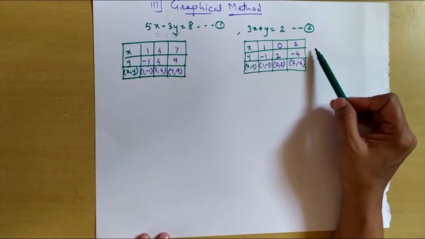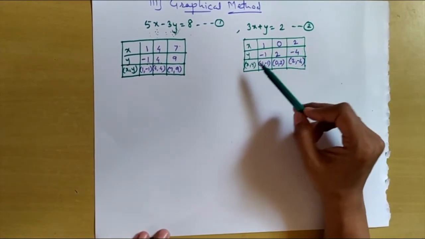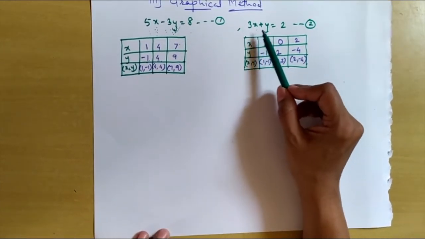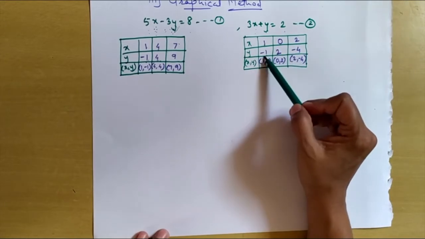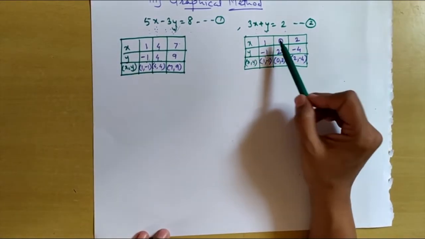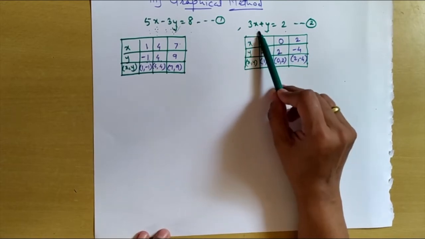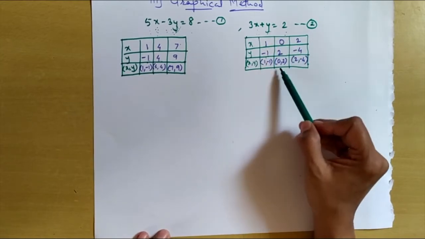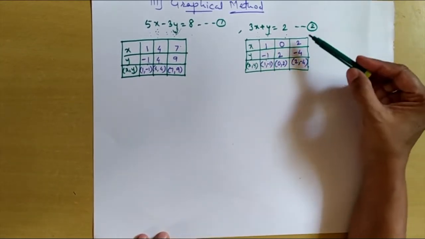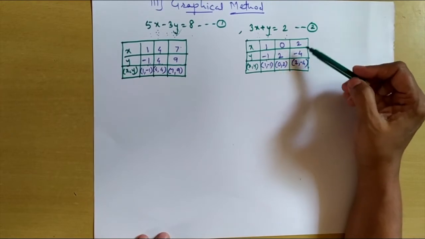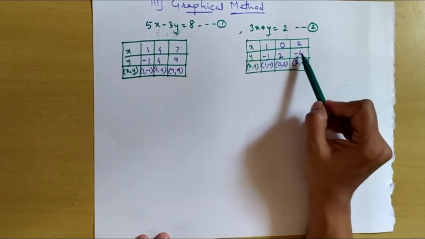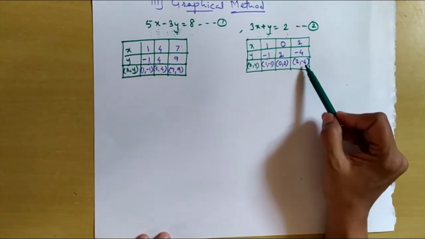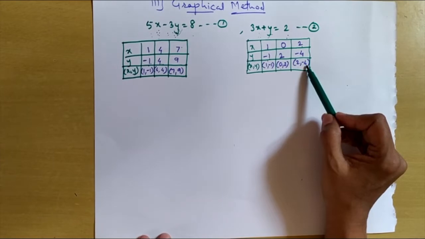Let us move to second table for second equation, where x I have selected equal to 1, y I have selected equal to minus 1. 3 minus 1 I got equal to 2. Then in second column I have selected x as 0. 3 into 0 is 0 and y as 2. 0 plus 2 comes out to be 2. So the value is 0 and 2. In this third column I have selected x as 2 and y as minus 4. 3 2s are 6. 6 minus 4 comes out to be equal to 2. So the values are 2 and minus 4.